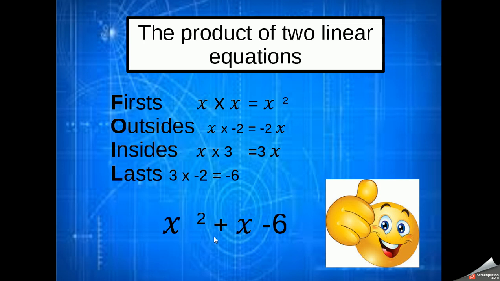So there you've got it. We've multiplied the two equations together, the x plus 3 and the x minus 2, to give us x squared plus x minus 6. And later on we'll find out how to do the reverse, what's called factorizing a quadratic.